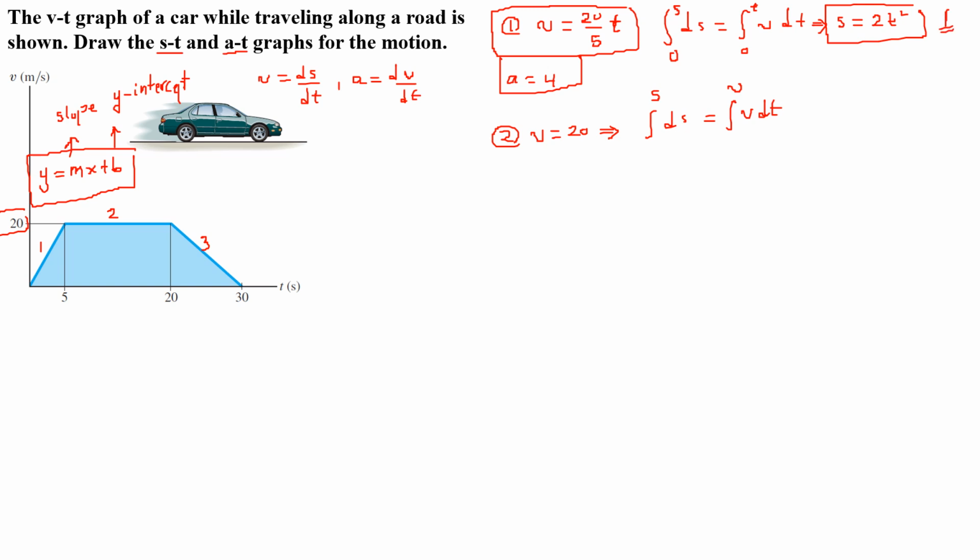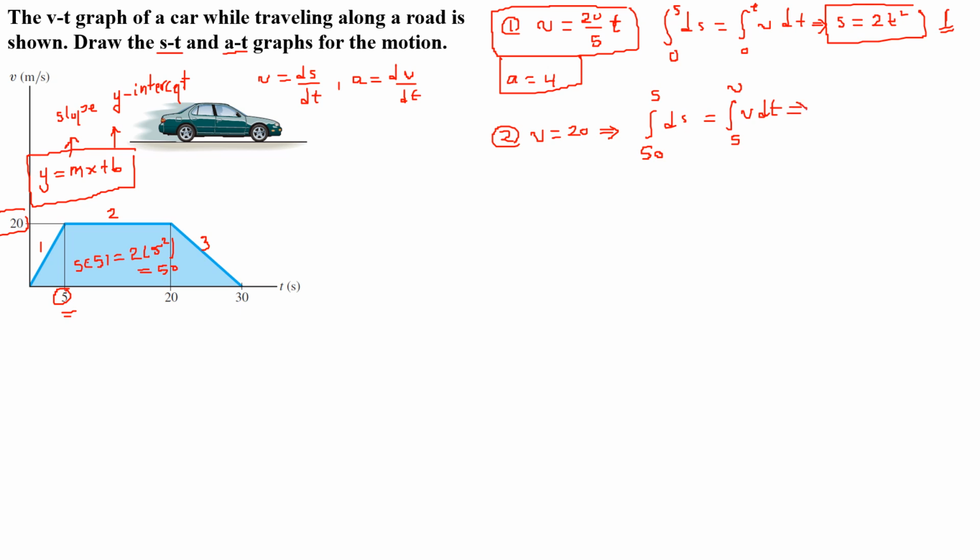Now what is S here? S for the lower limit of the second interval will be S at time 5. So S at 5 would be 2 times 5 squared, right? So it will be 50. That's my lower limit, 50. And what about the time? The time simply is 5, because we are starting from 5.